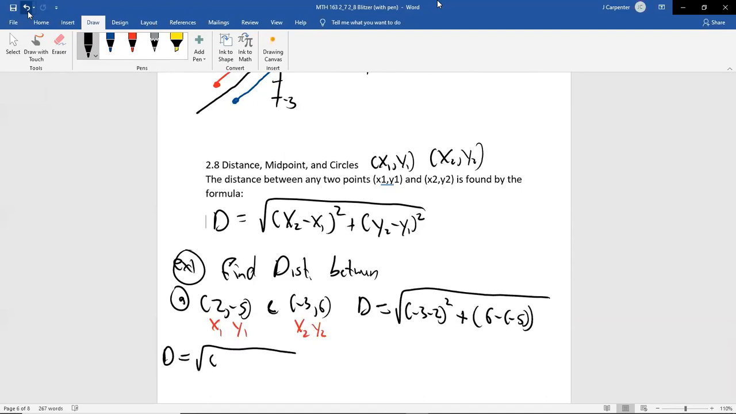Negative 3 minus 2 is negative 5. Then squared. Plus, I'm going to skip the rewrite here. That's 6 plus 5. I'll say it. 6 plus 5, and 6 plus 5 is 11. I don't need a parenthesis since it's positive. That's the square root of negative 5 squared is 25. 11 squared is 121, and yes, that's positive 25. If you forget your parentheses, you might make a mistake there. And then 25 plus 121 is 146. That's the square root of 146.